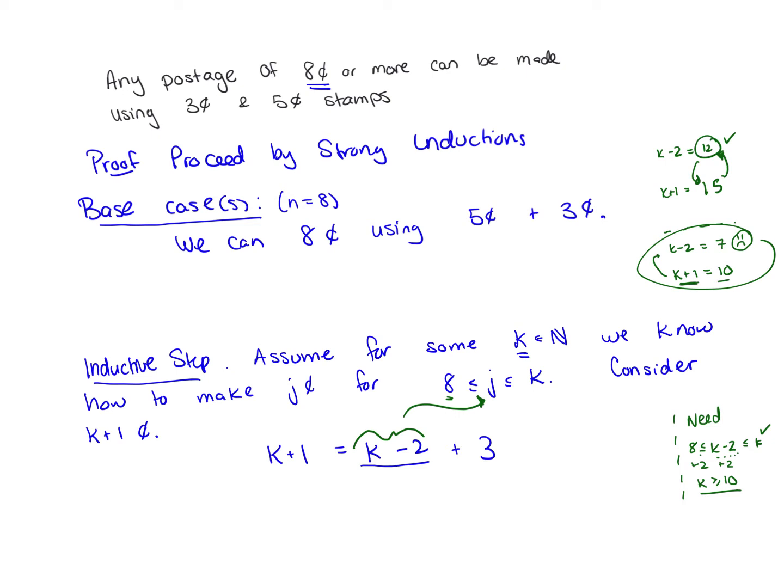So here I need to say assume for k and n with k greater than or equal to 10. We know how to make j sense for j between 8 and k. So when k is 10, I know how to make 8, 9, and 10. When k is 11, I know how to make 8, 9, 10, and 11. When k is 12, I know how to make 8, 9, 10, 11, 12. Now I'm going to consider k plus 1 sense.